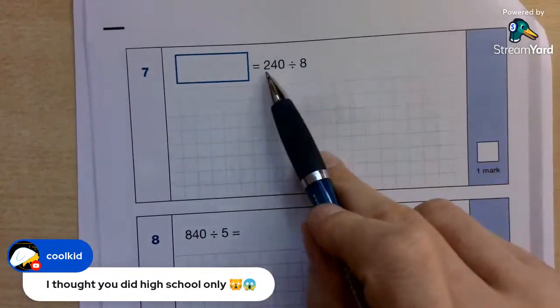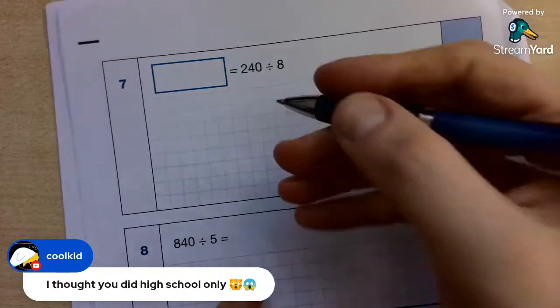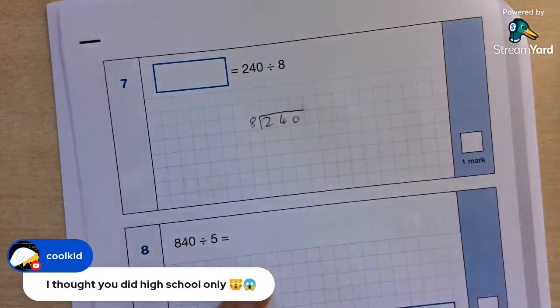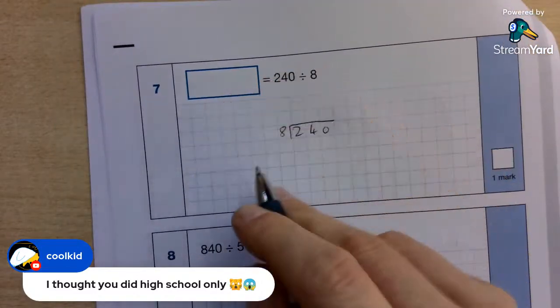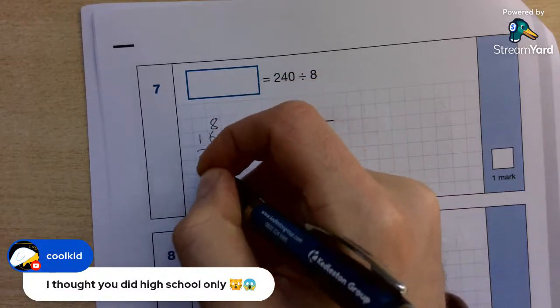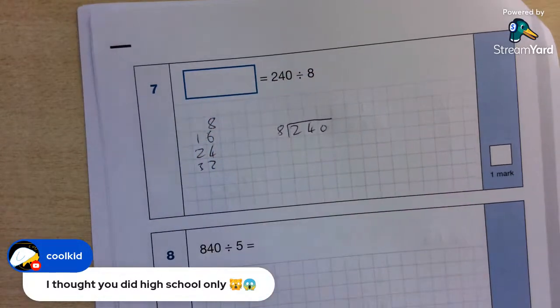Right, this next one. So, bus stop division again. So, 240 divided by 8. So, how many 8's going to 2? What I'll do first, similar to before, I would do your 8 times table down here, just so it makes it a bit easier.